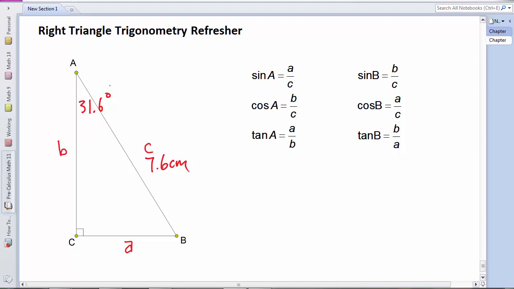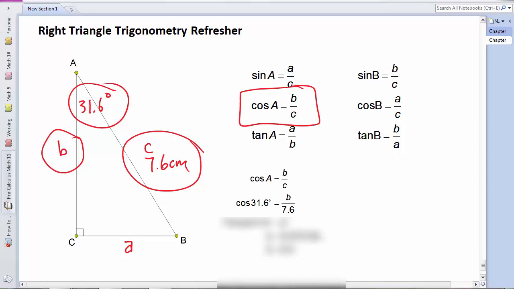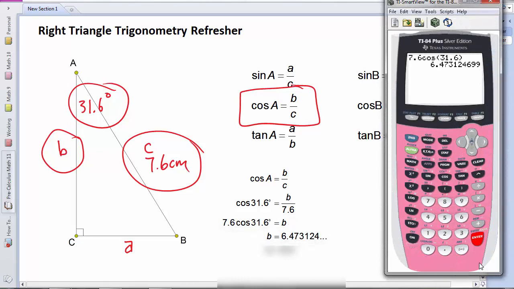So, to find side b, we would use a trig ratio that involves angle A and side c, the two things that we know. Well, which ratio involves angle A, side c, and side little b, the one we want to find? Easy. Cos of angle A. Putting in values we know, we have cos 31.6 equals b over 7.6, and 7.6 times cos 31.6 is equal to b, giving us b is 6.473124, or approximately equal to 6.5.